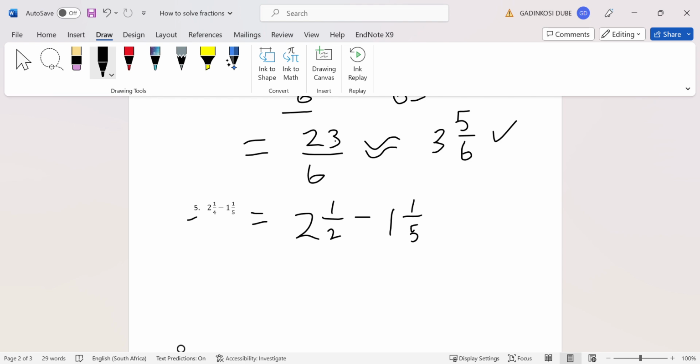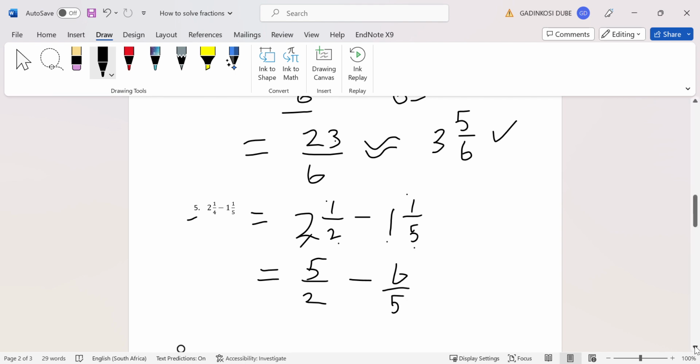So now once you've got this, you can easily convert to top-heavy fraction. So 2 times 2, it's 4 plus 1, that's 5 over 2. Subtract 5 times 1, that's 5, plus 1, it's 6. So 6 all over 5. So we've converted that to a top-heavy fraction as well.